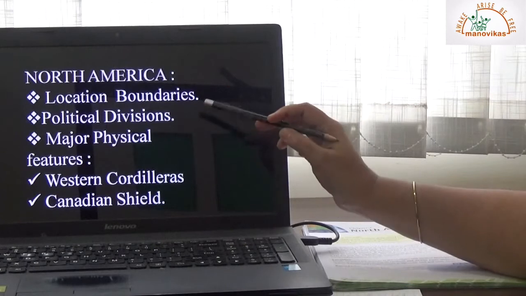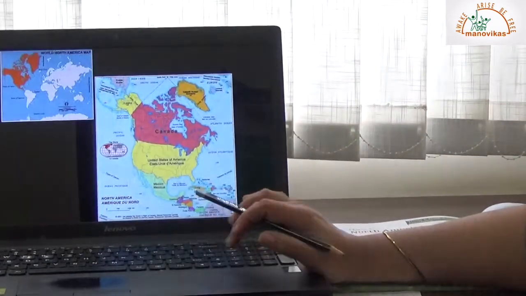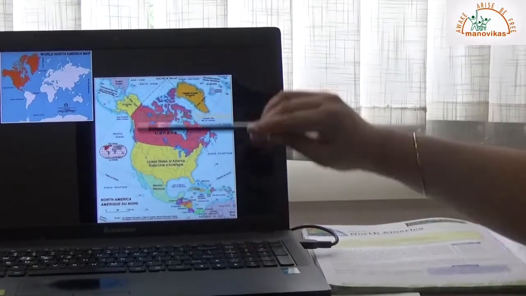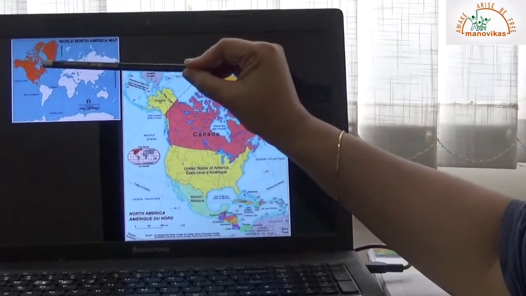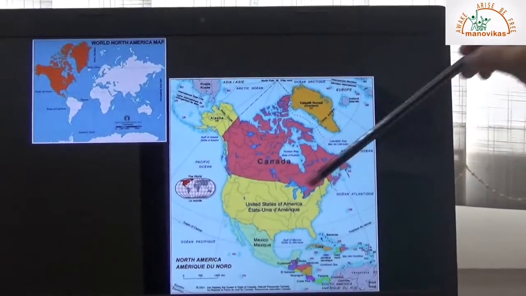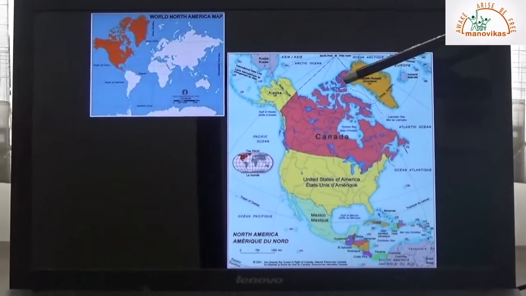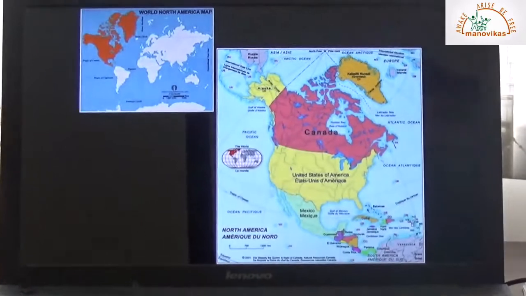Before actually understanding the physical features and political divisions, we'll check for the location of North America. If you check this world map, this shaded portion with orange color is your North America. This is the focused map of North America, and location wise it is part of the Northern Hemisphere and Western Hemisphere.